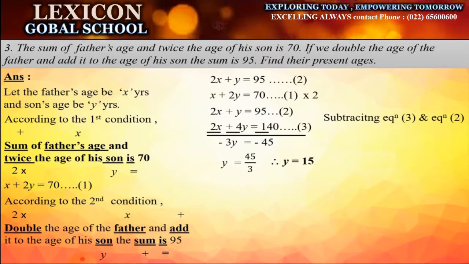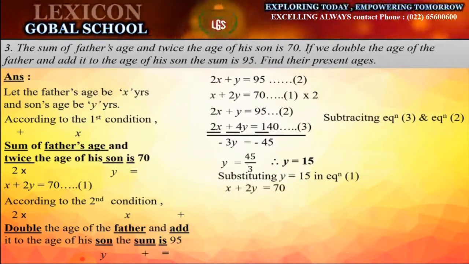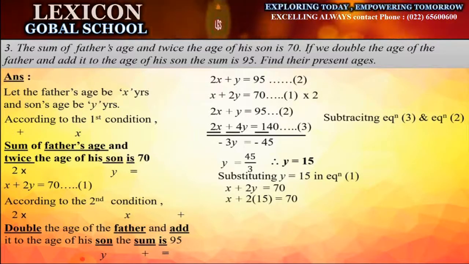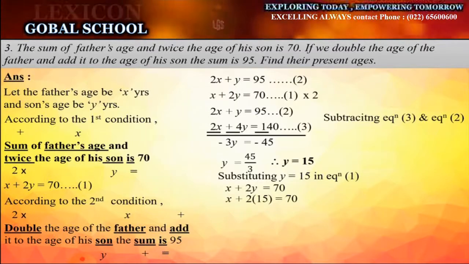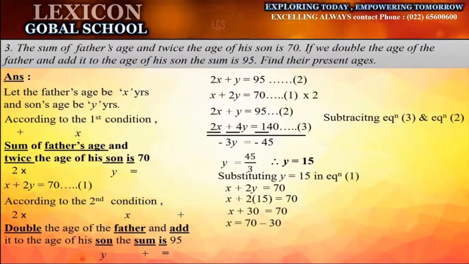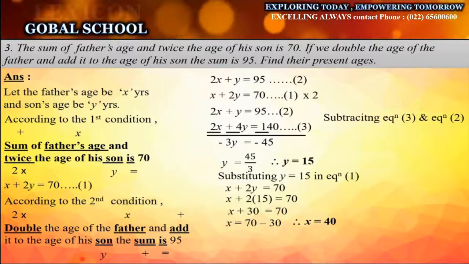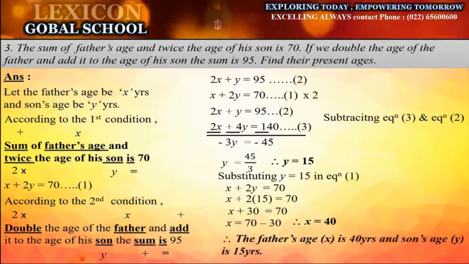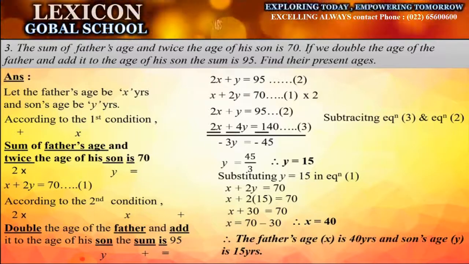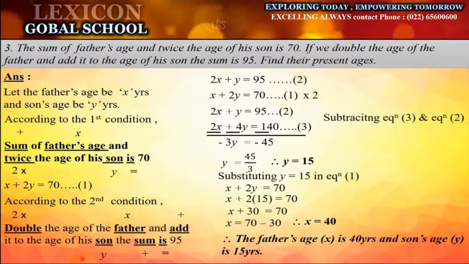Since we got the value of y, let us substitute it in equation number 1. X plus 2y is equal to 70. Instead of y, we write 15. So, x plus 2 into 15 is equal to 70. X plus 30 is equal to 70. X is equal to 70 minus 30. X is equal to 40. We have got the ages of son and father. Therefore, our last statement would be the father's age, which we had considered as x, is 40 years, and son's age, which we had considered as y, is 15 years.